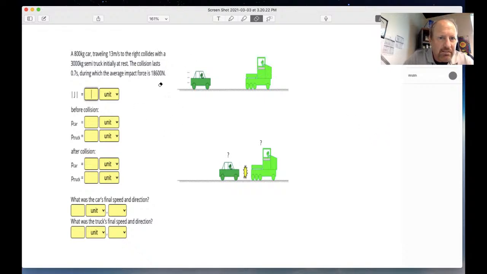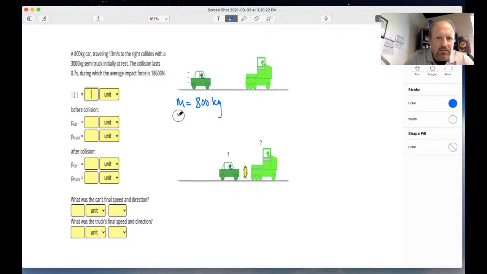So an 800 kilogram car. So let me go back to marker here. Mass equals 800 kilograms, and traveling, velocity is 13 meters per second. And it collides with a 3,000 kilogram semi, so M2. So we'll call that M1 V1. M2 is 3,000 kilograms, initially at rest, so that means V2 is 0.